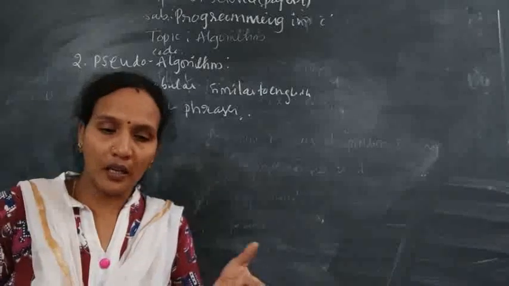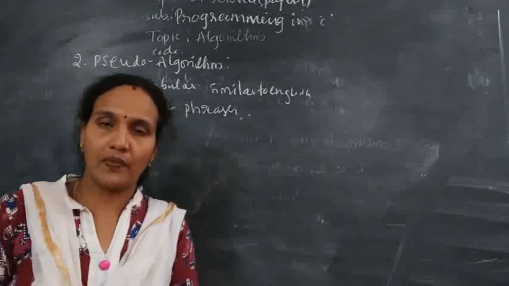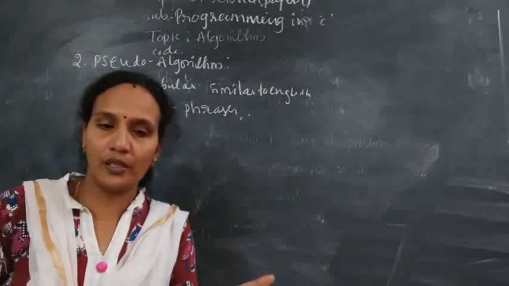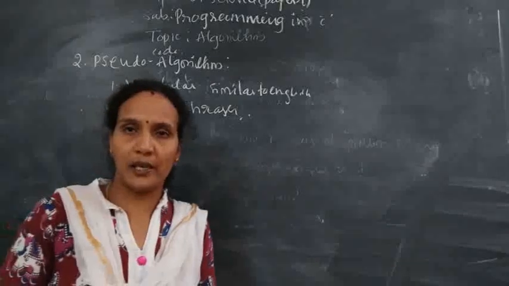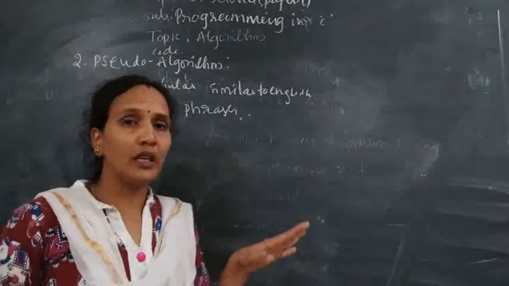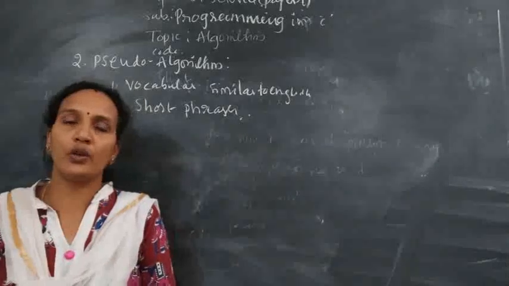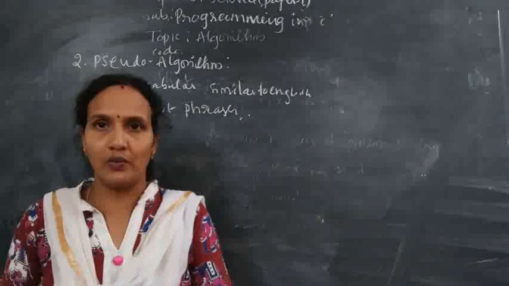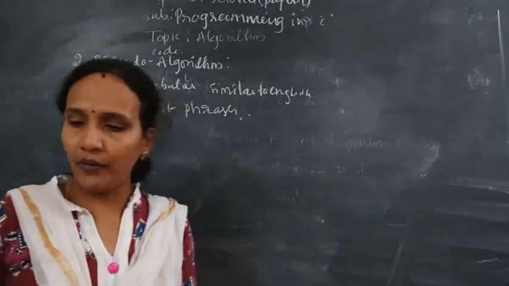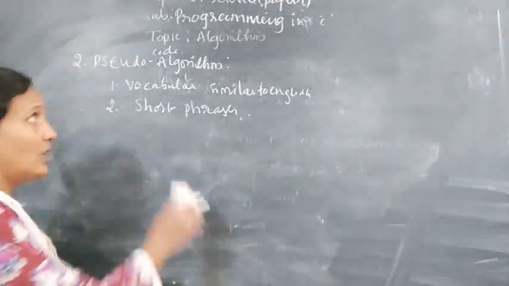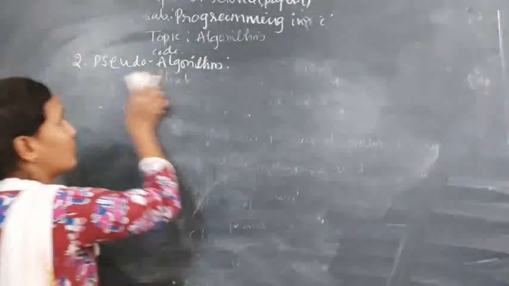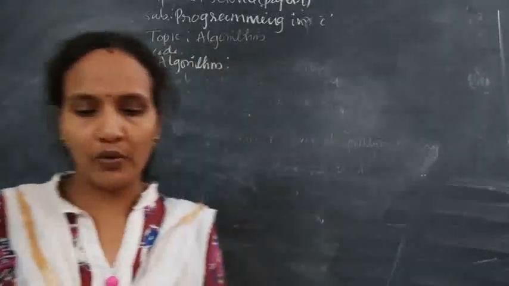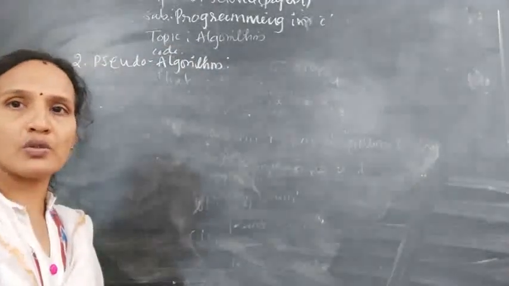As already said, in the step form we use natural language. However you want to present the steps, you can present. But here, in order to present the steps, we need to use the restricted vocabulary. Only a few words you are supposed to use, not all the words. That is the difference. And if you know the procedure, it is easy to write using pseudo code. Okay. So here one more example I will give using pseudo code.